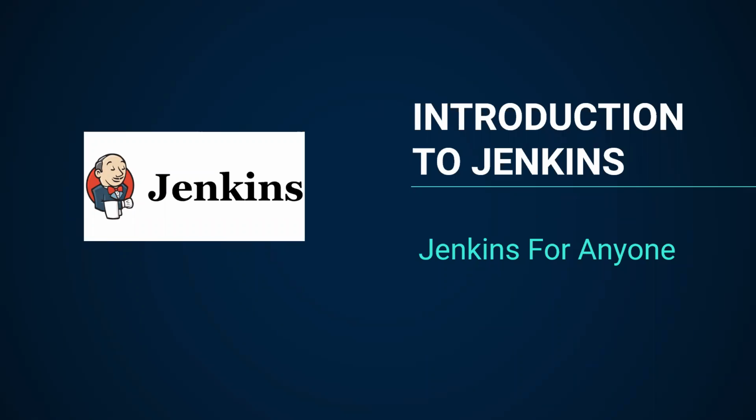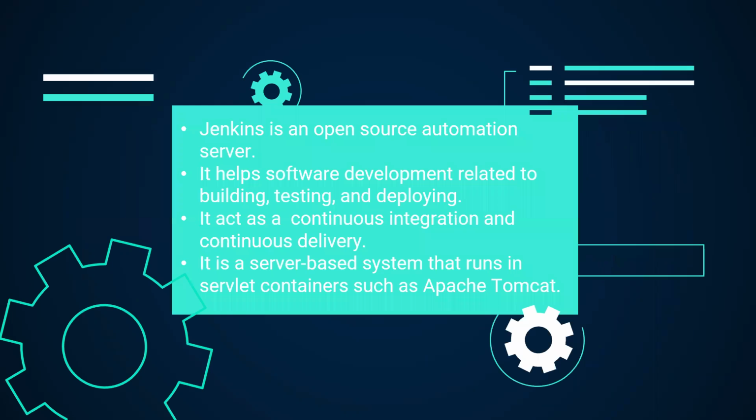Today we will be starting a new series about Jenkins. So Jenkins is an open source automation server. It helps software development related to building, testing, and deploying. It acts as a continuous integration and continuous delivery tool. It is a server-based system that runs in servlet containers such as Apache Tomcat.